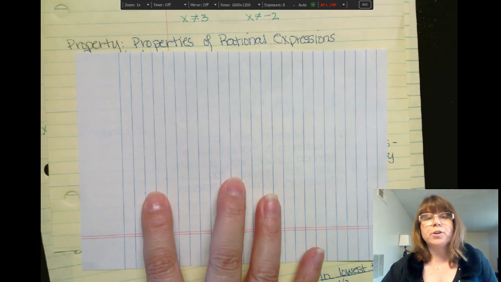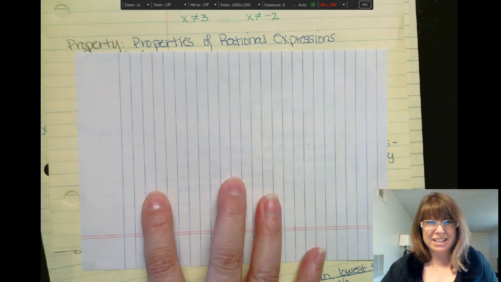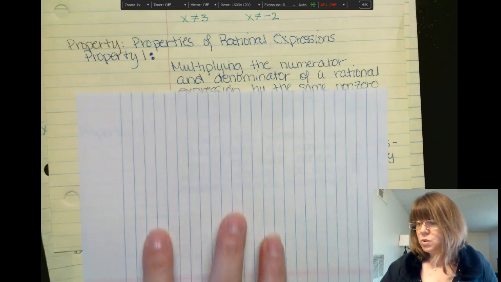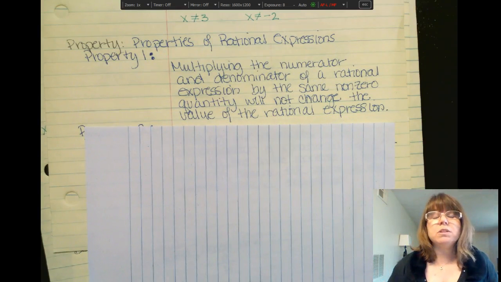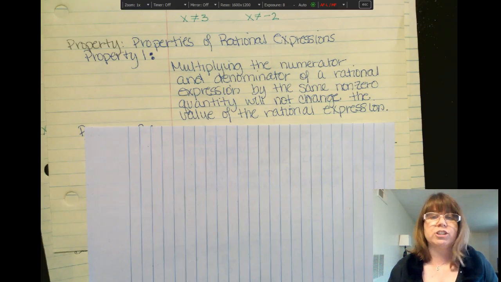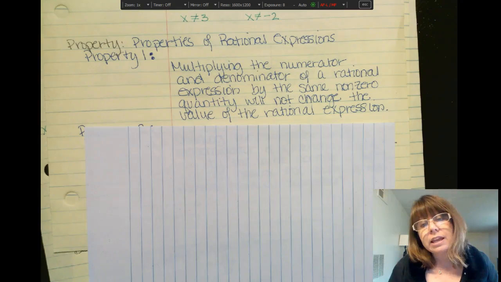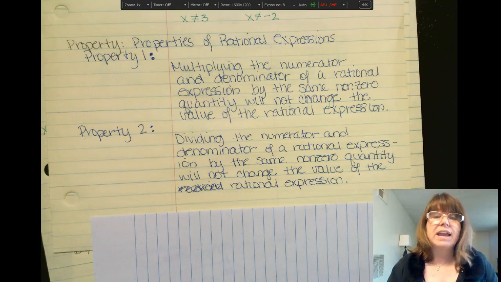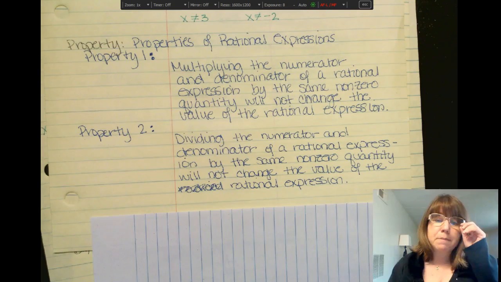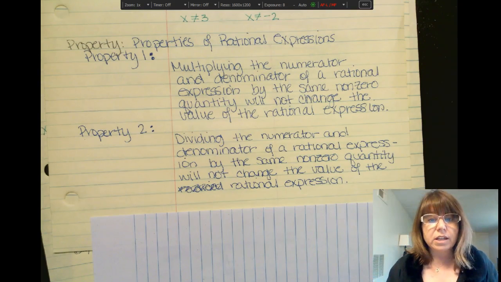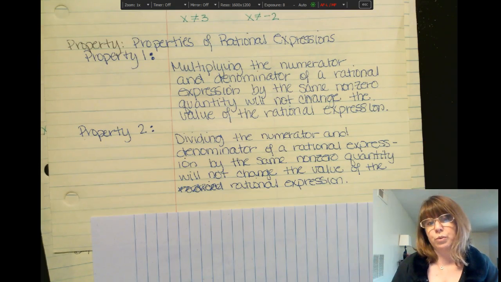We have a few properties at our disposal with rational expressions, and they'll probably sound very familiar to you because we use this with fractions. So the first one is multiplication. If we multiply the numerator and the denominator by the same non-zero quantity, it's not going to change the rational expression. Likewise, if we divide the numerator and the denominator by the same non-zero quantity, it will not change the value of the rational expression. Both of these still hold true with rational expressions, just like they did with fractions.